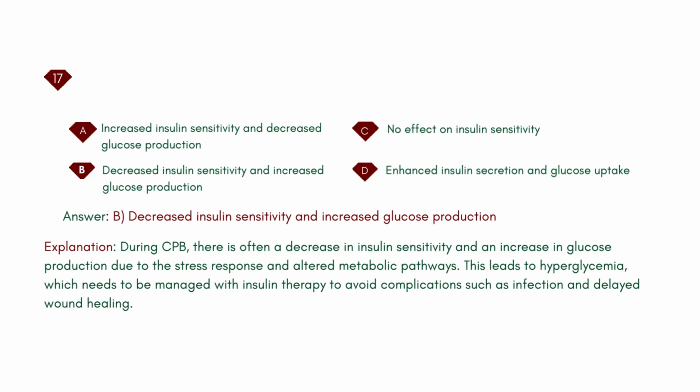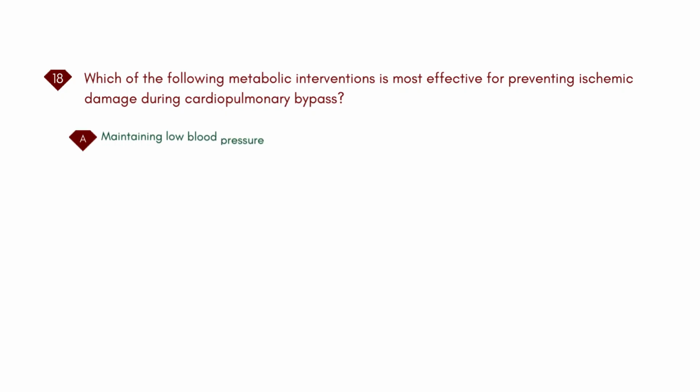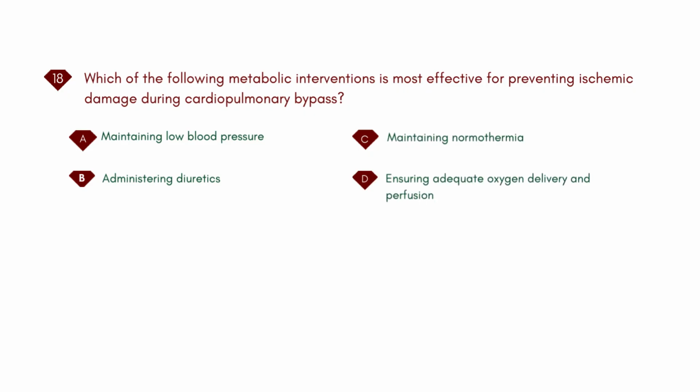Which of the following metabolic interventions is most effective for preventing ischemic damage during cardiopulmonary bypass? A. Maintaining low blood pressure. B. Administering diuretics. C. Maintaining normothermia. D. Ensuring adequate oxygen delivery and perfusion. Answer. D. Ensuring adequate oxygen delivery and perfusion.